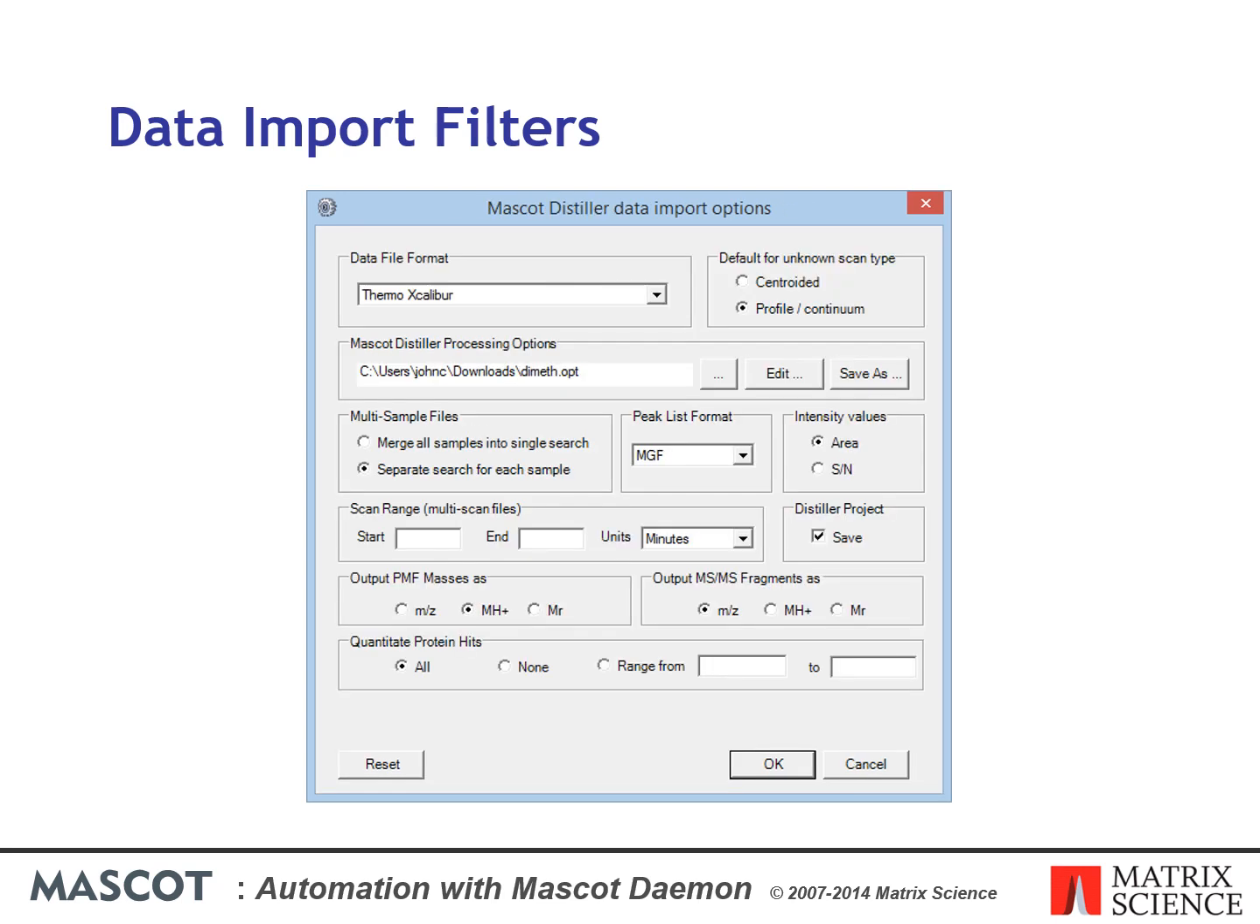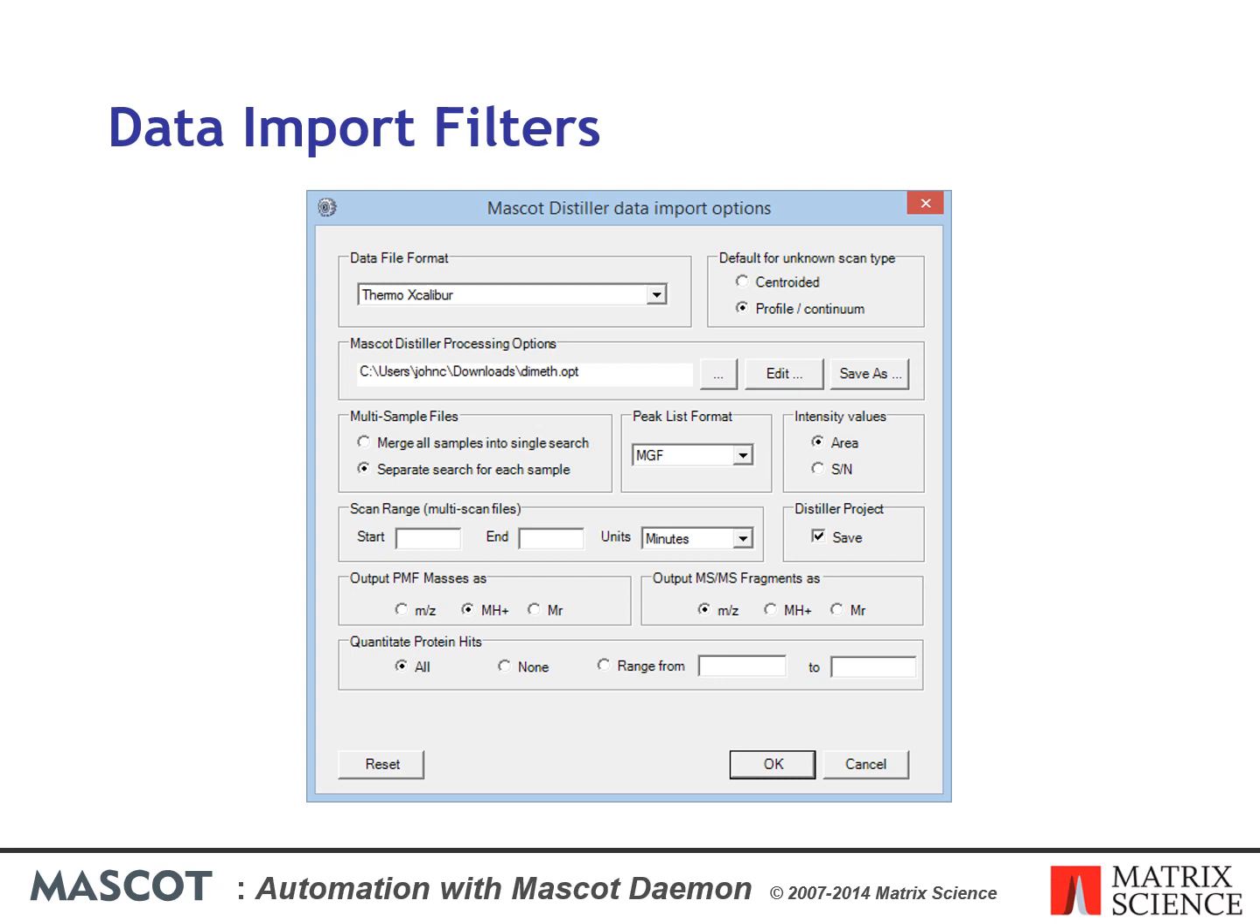The most powerful data import filter is Mascot Distiller because it can import all of the major raw file formats. The dialog is relatively simple because the peak picking options are all contained in the selected processing options file. The idea is that you adjust the processing options by working interactively with a typical data file in Mascot Distiller Workstation. You then save these options to a file and simply select it here.